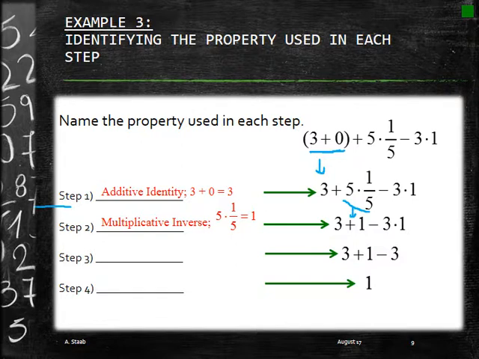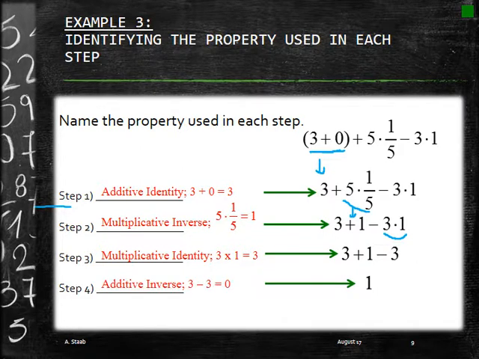Then, the next step they did, because we're following our order of operations, would be multiplication. So 3 times 1 gives me its identity. Negative 3 times 1 gives me negative 3. So that is the multiplicative identity property. And then our last step, I just added from left to right. But you can say 3 minus 3, which is the additive inverse property, which gives me 1.